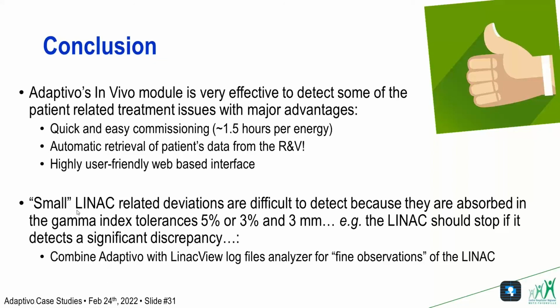During our initial tests, we found out that small LINAC-related deviations are difficult to detect because they are absorbed in the gamma index tolerances of 3% and 3 millimeters. And we found out that the LINAC should stop the beam if it detects a significant discrepancy, and that's why these small differences are absorbed in the gamma index. And we recommend, as we do, to combine Adaptivo with a log file analyzer to have these fine observations of the LINAC behavior every day.